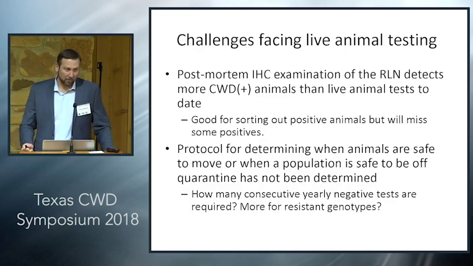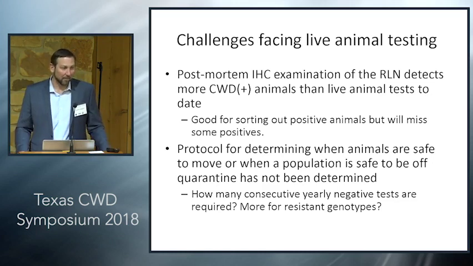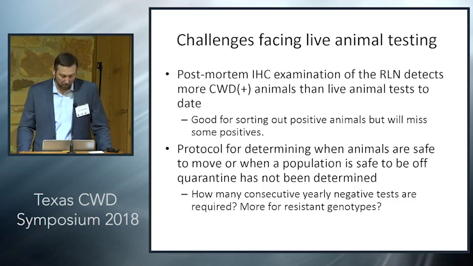So the main challenges with antemortem testing are that the postmortem test for the retropharyngeal lymph node is more sensitive than anything we've been able to use on live animals. So the live animal test is good for sorting out positives, but you're going to miss animals. So you really need to serially test the population over the years if it's in a captive setting to remove all the positives, or if it's in a wild setting, you just have to model the difference of how many positives you would be getting with either technique.